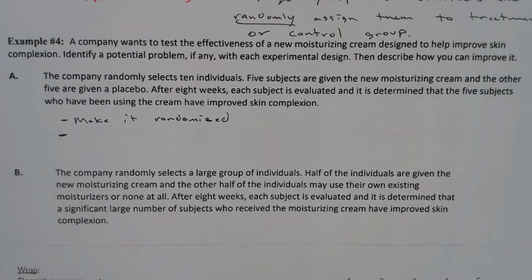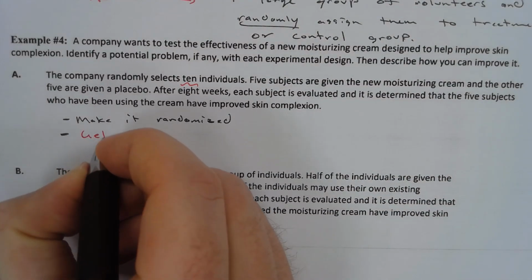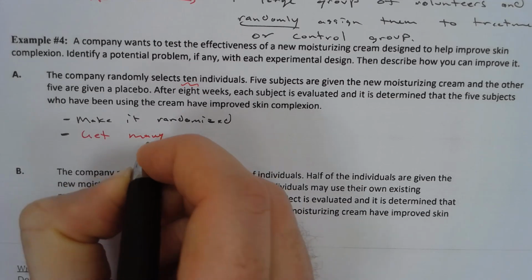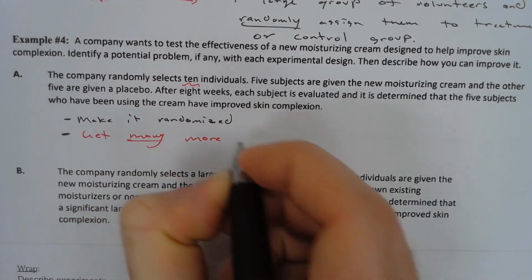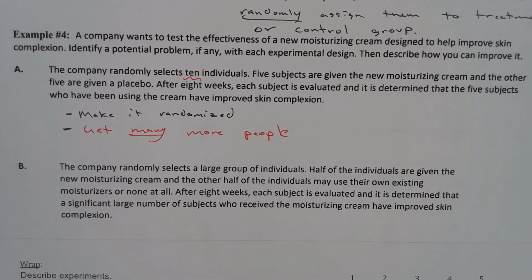And maybe this stood out to you, maybe it didn't. That's not a lot of people. 10 is not a lot of people. Who knows how varied their skin complexion is? You would want to get a lot more people, because we could just have 10 outliers here. We want to get a lot of people to really compare this. So what we can do is get many more people for this experiment. 10 is just not enough. Like, let's get some more.